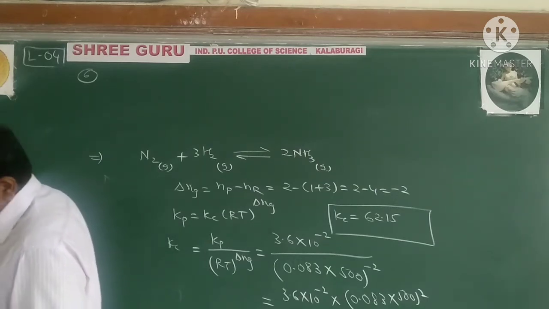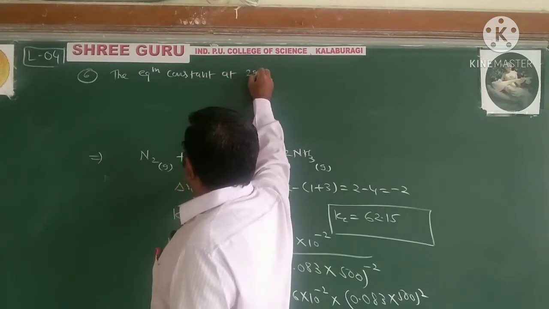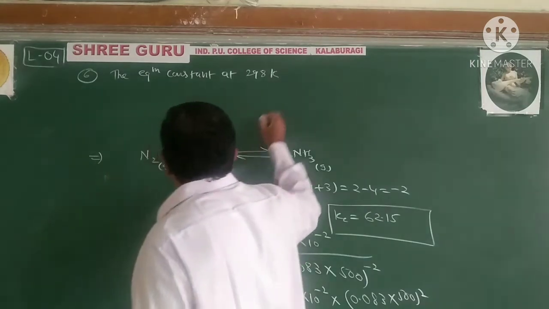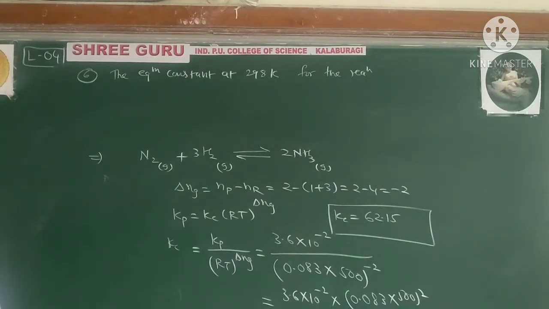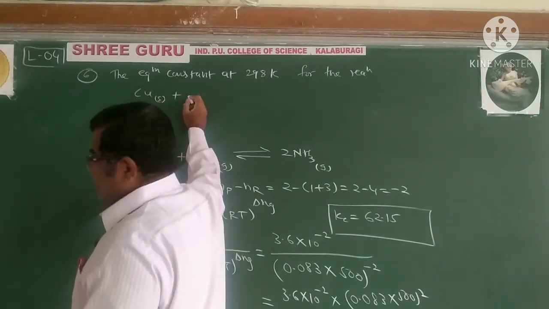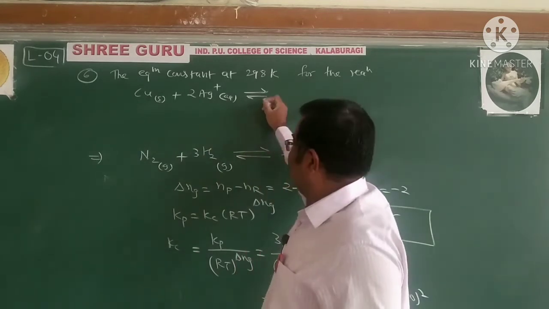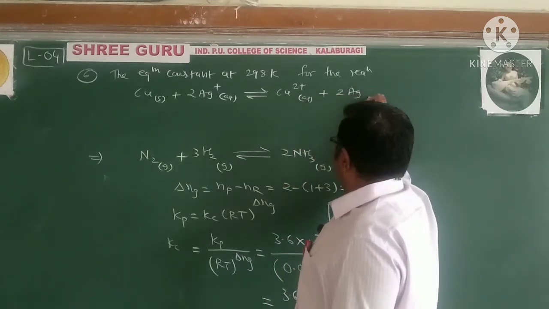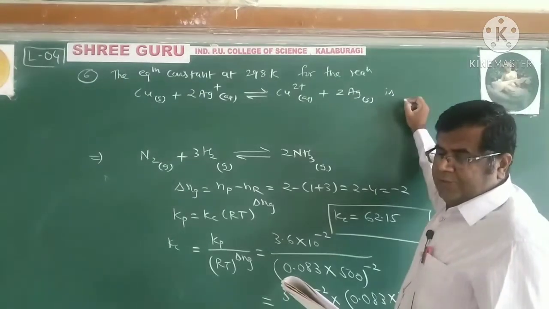The equilibrium constant at 298 K for the reaction copper in solid state plus 2 moles of Ag plus ion in aqueous state gives Cu2+ in aqueous state plus 2 Ag in solid state is 2 into 10 raised to 15.